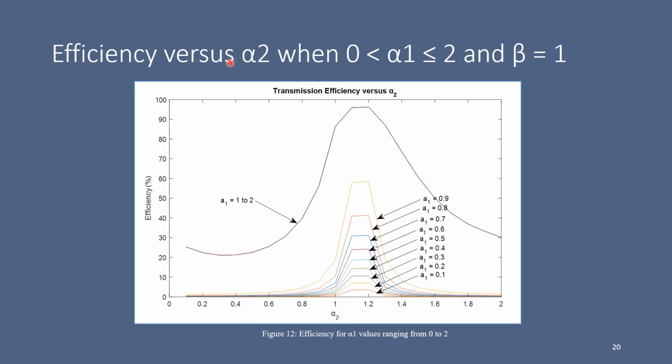Here efficiency versus alpha 2 when alpha 1 ranges from 0 to 2 and beta equal to 1 was plotted. It can be seen from the figure that the efficiency increases from 0.1 to 0.9 and it remains constant from 1 to 2. However, a maximum efficiency was achieved at alpha 2 equal to 1.2 and alpha 1 from 1 to 2 with an efficiency of around 97%.